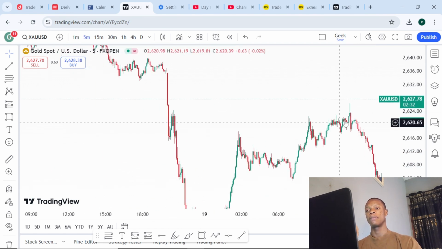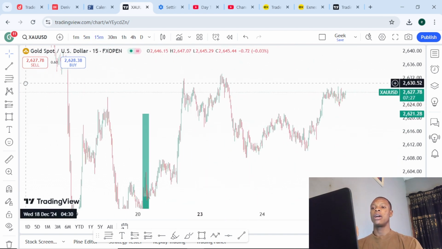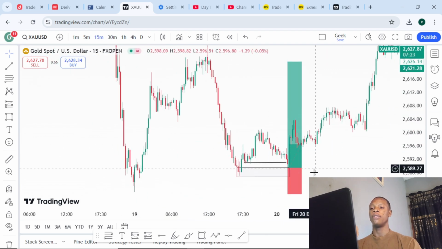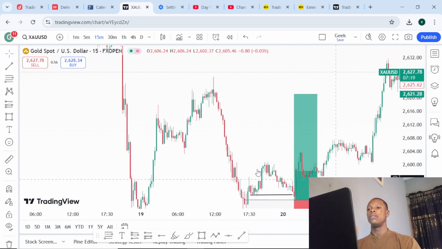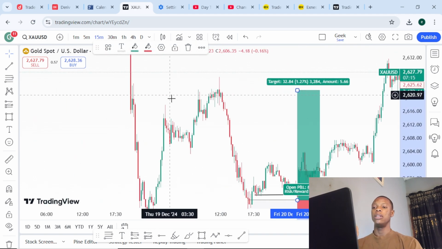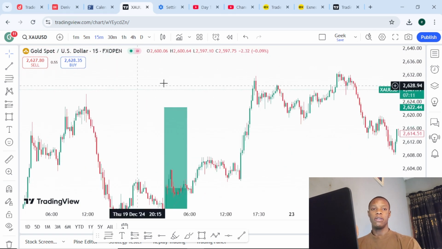This was my target. Right, and I also took another sell on gold. I took a sell on gold right here. This was the first trade. I took the first buy. This is the buy right here. You can easily see it. So this was the buy. My target was this very high right here, TP. Then if you notice closely, I took another sell.